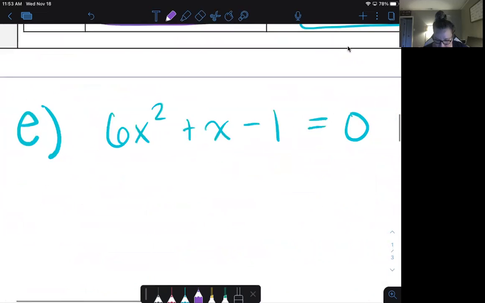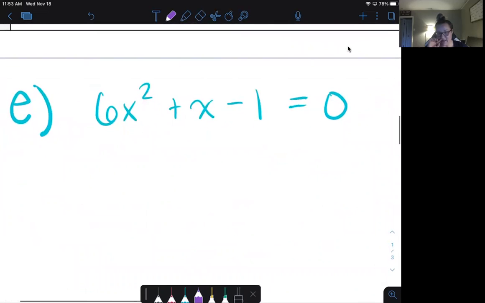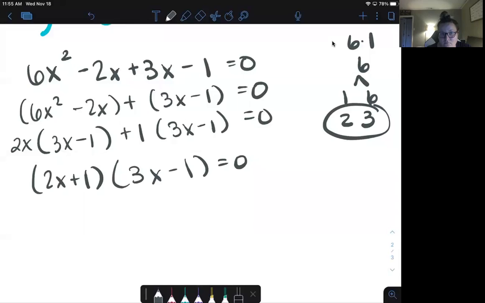So part E, we have 6x squared plus x minus 1 equals 0. The function's already equal to 0 for us. Go ahead and try factoring it on your own. Press pause, press play when you're ready to check your factoring. All right, so when you factored it, you should have gotten 2x plus 1 times 3x minus 1 equals 0.